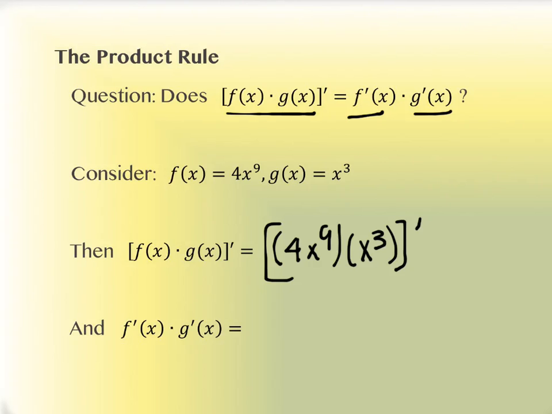How would that simplify? What is 4x to the 9th times x cubed? It's 4x to the 12th. And then let's use the power rule. What is the derivative of 4x to the 12th? It's 48x to the 11th. Is everybody good with that? So this is obviously the correct answer, because we did all the algebra inside and actually took a derivative at the end.